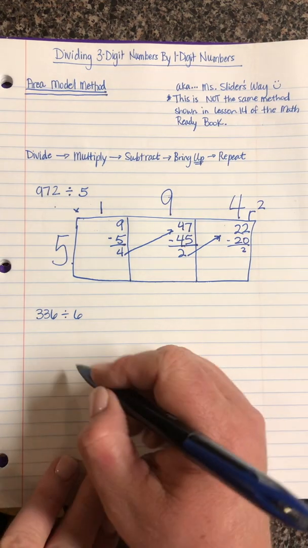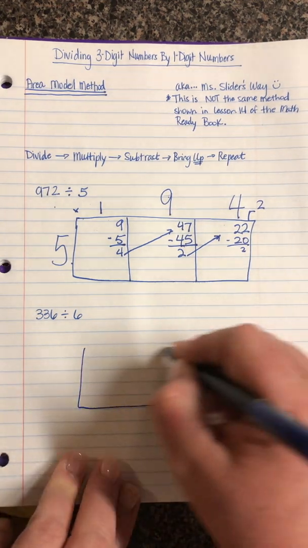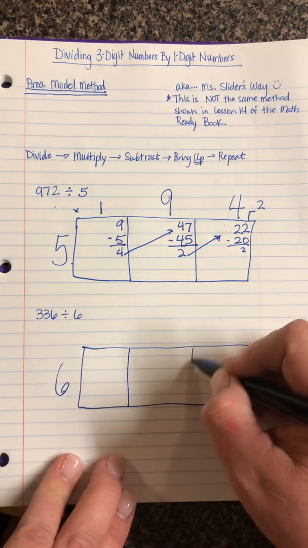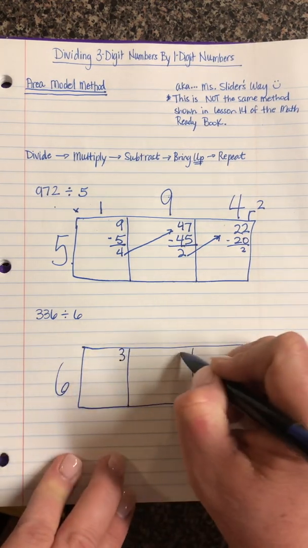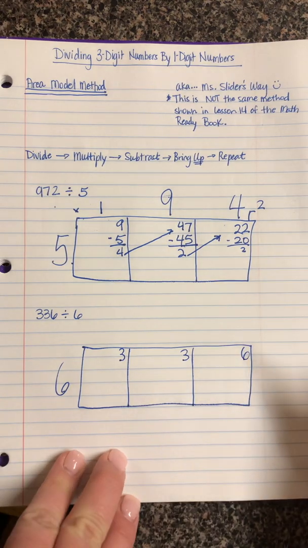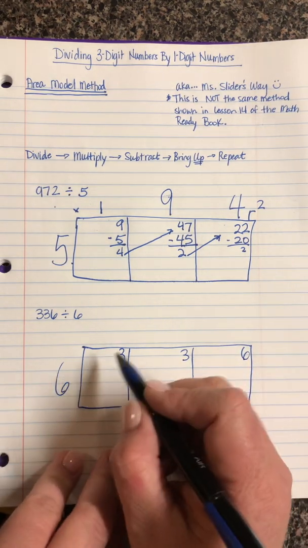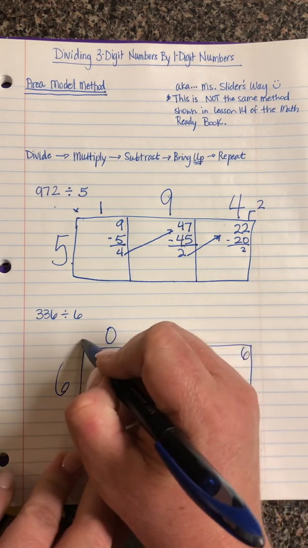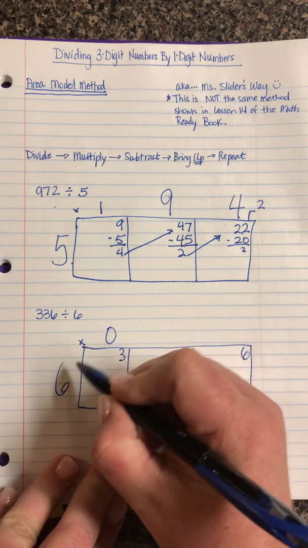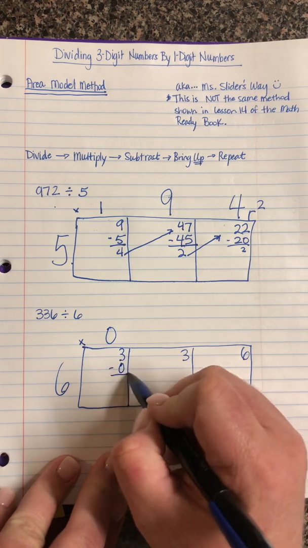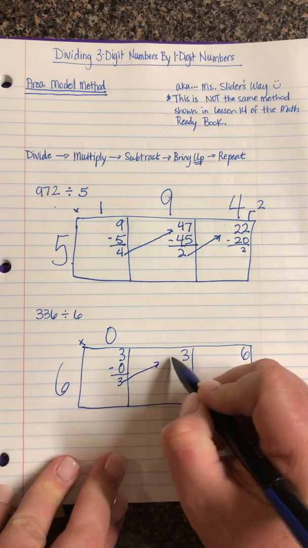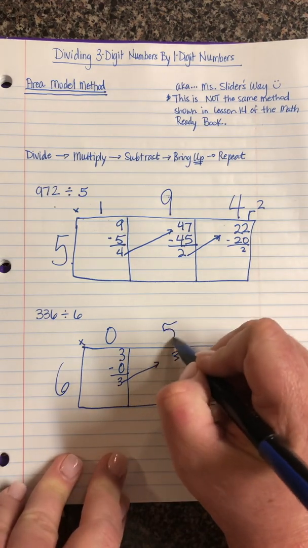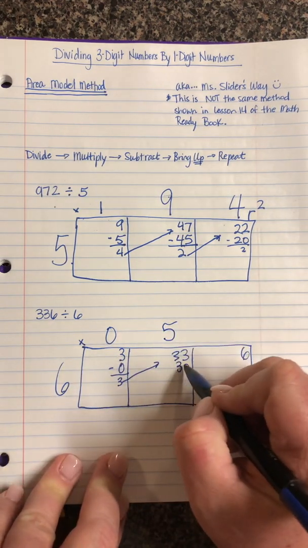336 divided by 6. Draw our rectangle. We know again we have 3 digits, so we'll break this apart into 3 boxes. Every digit goes in the top right corner, and now we start with 6 will go into 3. Well, 6 won't go into 3, so we can put a 0 and use the 0 times 6 fact. 0 times 6 is 0, and now this 3 joins this one. Okay, 6 will go into 33 5 times 6.